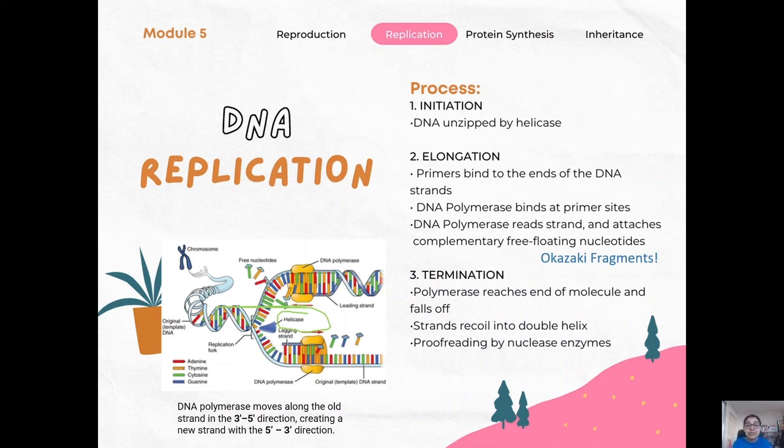And then the second process is elongation, so it moves forward, which means that as it's unzipping the DNA, we've got DNA polymerase, which is going to bind at primer sites. So this is DNA polymerase, it's going to bind at primer sites. Now, primers are RNA primers that are going to come and show the polymerase where to bind. So they are RNA primers.